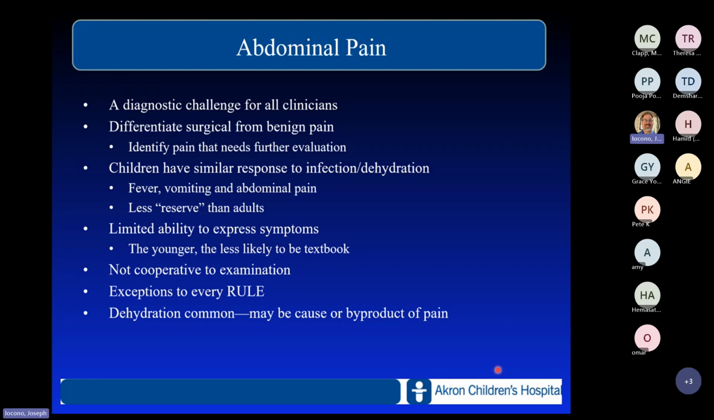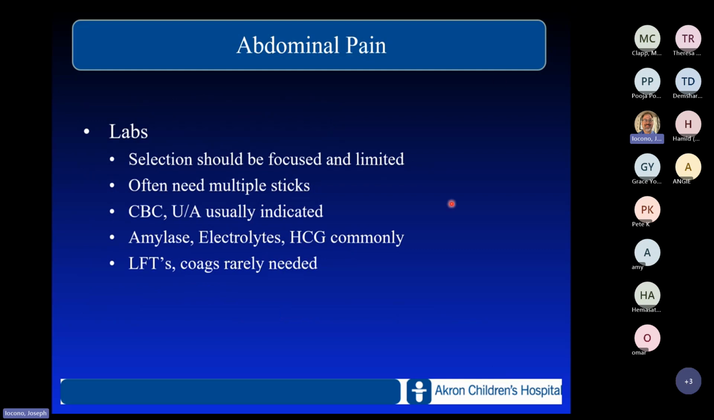Not every abdominal pain is appendicitis, even though that's what the ER tells you, okay? So labs in abdominal pain should be selective, focused and limited. Usually CBC and UA. If you have bilious vomiting, you can get some amylase, some electrolytes. Really get a good history and physical. And when I say that, for this lecture, really read the question.